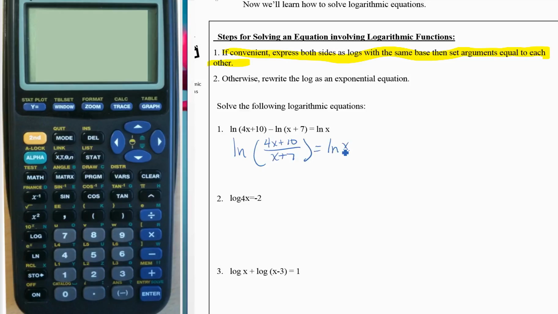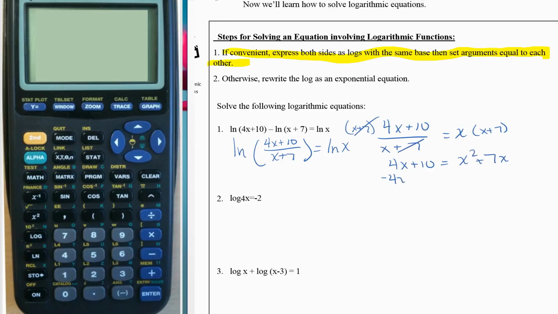Now that's just one log with the same base on either side. We can set the arguments equal to each other. So we can say 4x plus 10 over x plus 7 equals x. And now we're going to solve this rational equation. So the first thing I'm going to do is multiply both sides by x plus 7. So here they'll cancel out, and we'll have 4x plus 10 equals x squared plus 7x if we just go ahead and distribute that x.